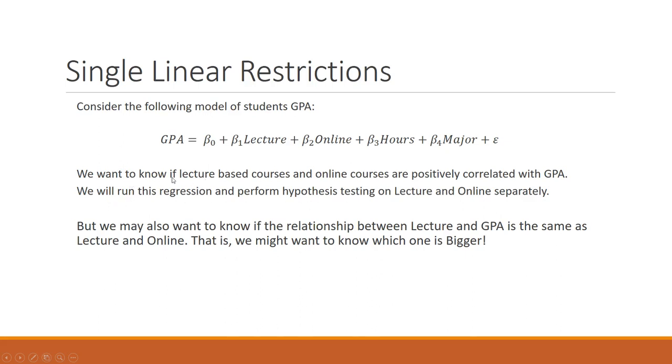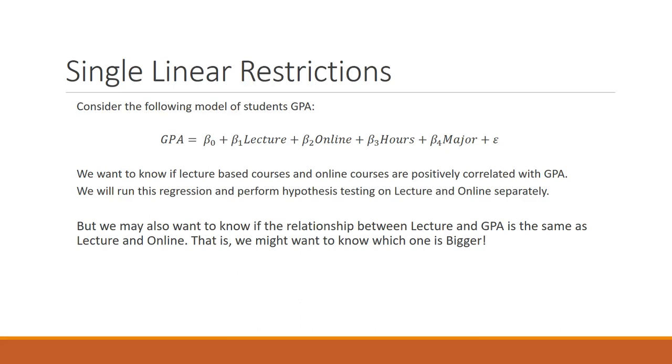If we want to know if lecture-based courses and online courses are positively correlated with GPA, we will run this regression model and perform hypothesis testing on lecture and on online separately, just the way we did before, just with multiple variables. But here's the thing. We might want to know more than that. We might not be interested in knowing whether GPA goes up with lectures or with online courses, but we might want to compare them. We might be really interested in knowing whether lectures do a better job of improving students' GPA or online.